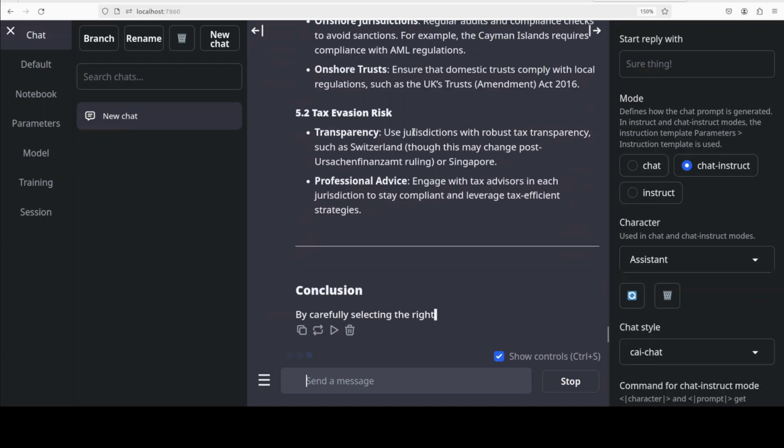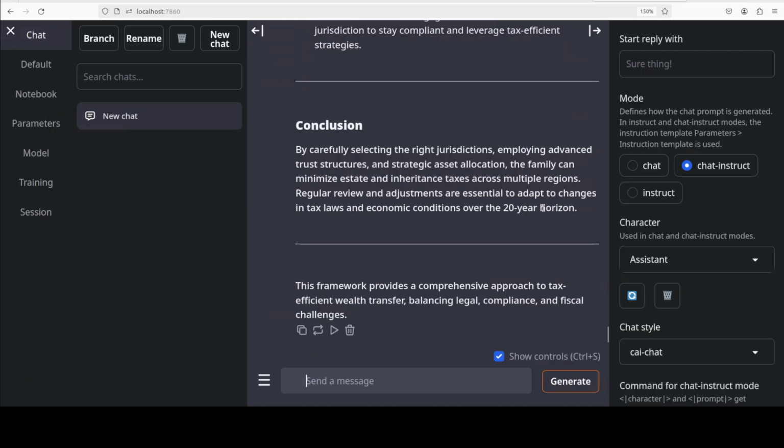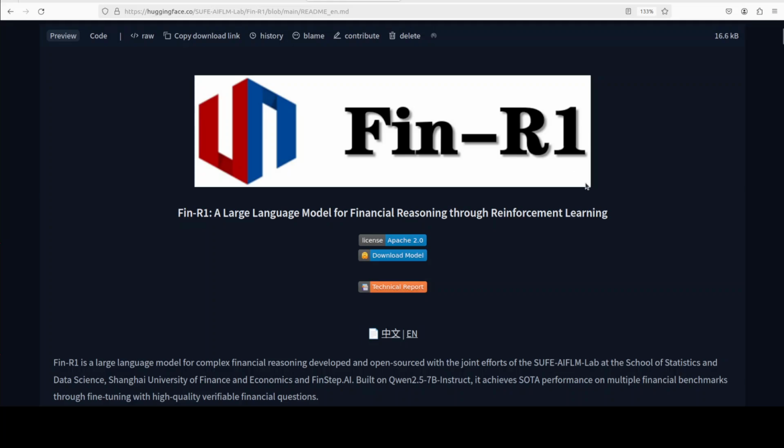But as far as the quality of the response is concerned, this is outstanding. There you go. So even the conclusion is very, very concise, yet comprehensive. So look, I'm very impressed by the model. Let me know what you think.